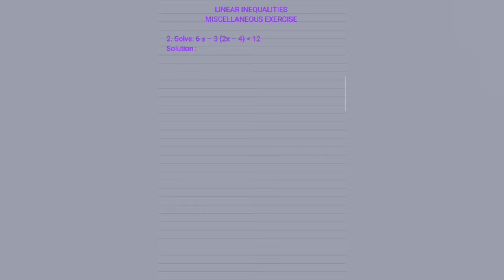The value of x in this type of inequality lies between a lower value and an upper value, that is, the minimum value and the maximum value. So how do we solve this type of question? Let's start. 6 is less than or equal to minus 3 into 2x minus 4, less than 12. So 6 less than or equal to minus 6x plus 12, less than 12.